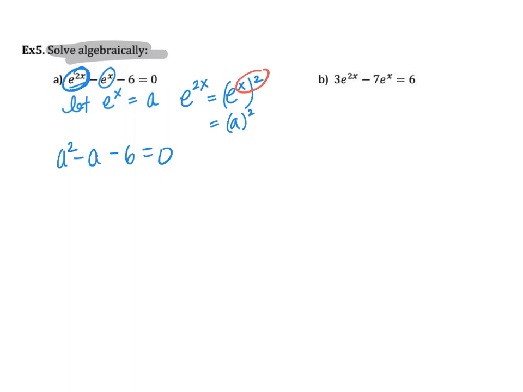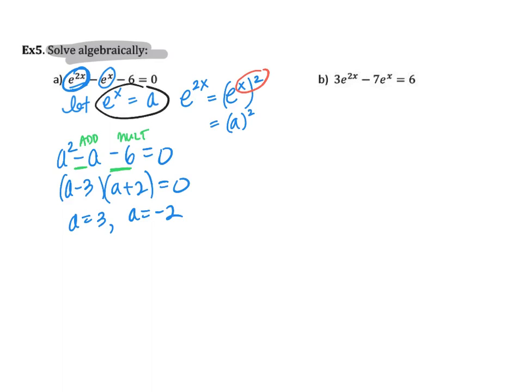It's just a quadratic trinomial, so what are we going to do? What two numbers multiply to give me -6, but add to give me -1? So hopefully you're thinking -3 plus 2. And so a equals 3, or a equals -2. But remember, it's not actually a. It's actually e to the x. So it's e to the x equals 3 and e to the x equals -2.